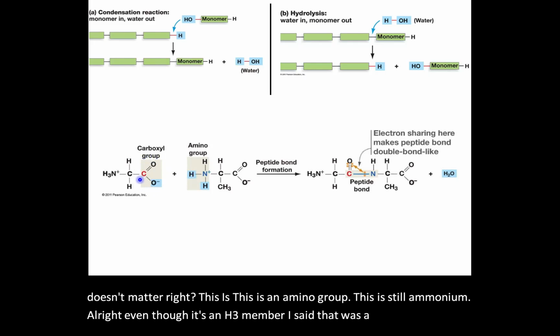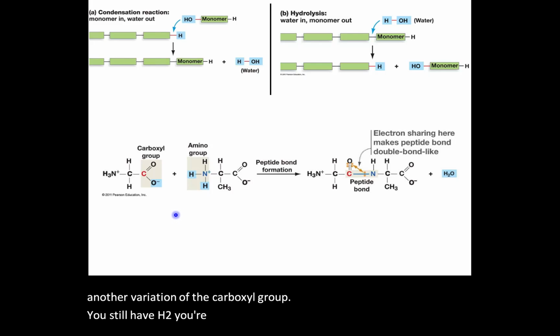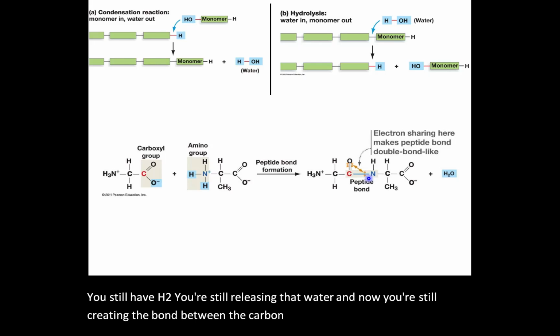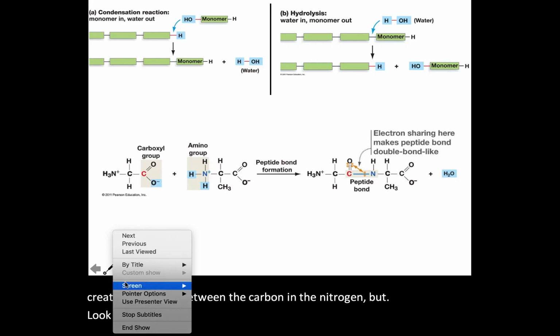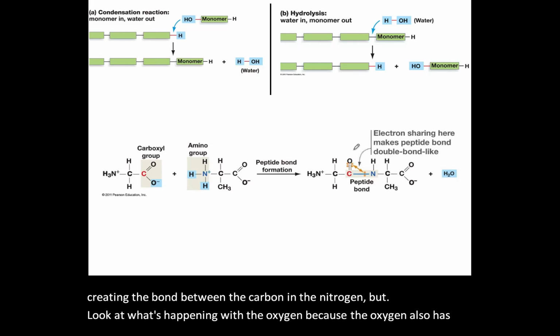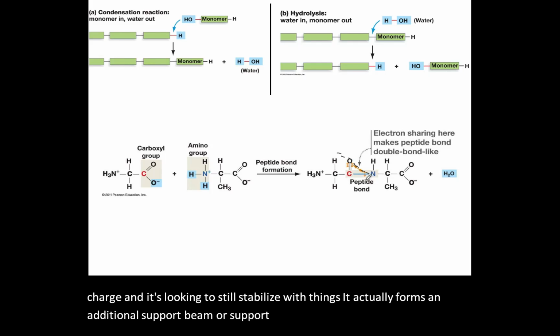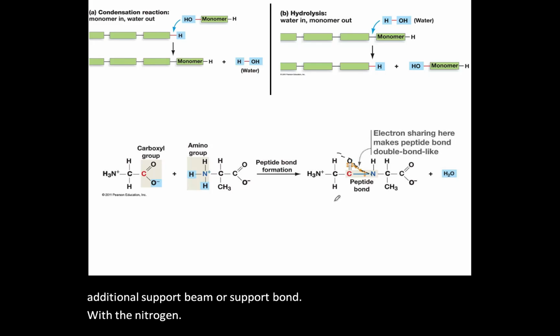This is another variation of the carboxyl group. You still have H2O. You're still releasing that water. And now you're still creating the bond between the carbon and the nitrogen. But look at what's happening with the oxygen. Because the oxygen also has a charge, and it's looking to still stabilize with things, it actually forms an additional support beam or support bond with the nitrogen. It's forming a bond with that nitrogen.